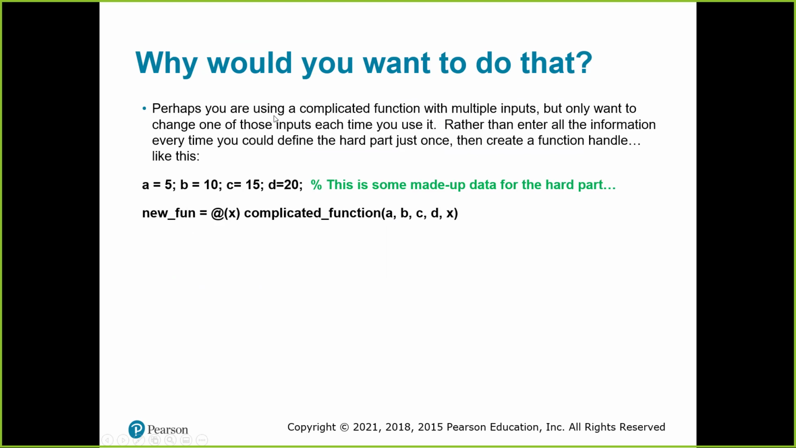Why would you want to do that? So here we go. Perhaps you're using this complicated function that has 5 inputs, and you're going to be checking various different iterations of the function, but only one value changes, and you don't want to have to enter this in every time. So if you set up an anonymous function, you define all of these prior to the function, and then x is going to be your only input. Then you would just have to do a new func, with the single variable changing being x.